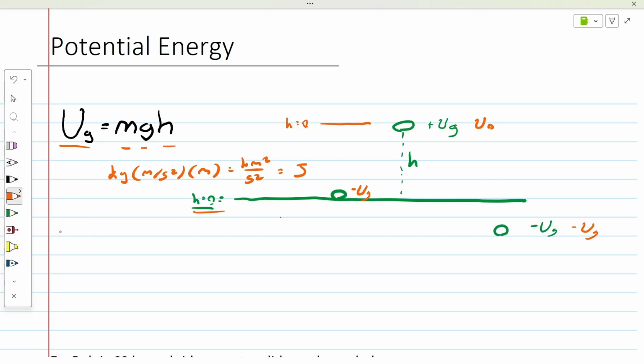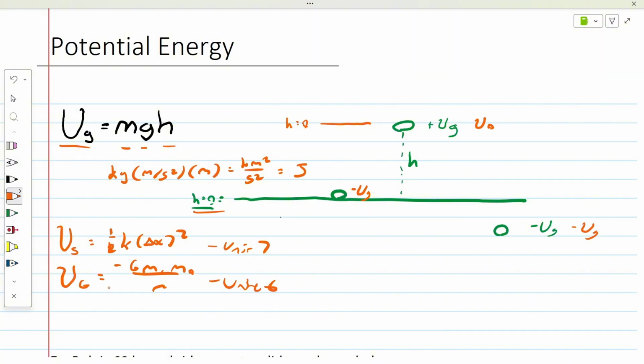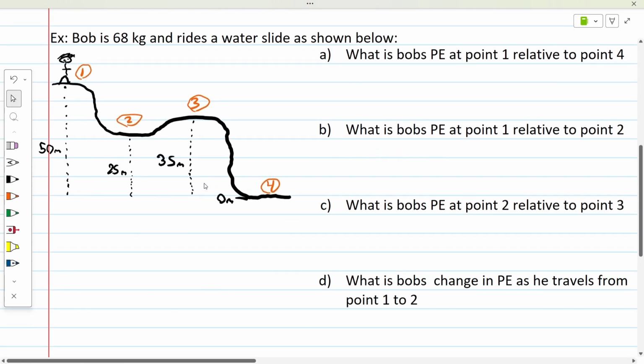And so some other potential energies you might see is a spring potential energy, which equals this equation, or you might see gravitational, as in planetary potential energy, which can be described as this formula. So we'll talk about these in later units of physics. This will be talked about in Unit 7, and this will be talked about in Unit 6. So we won't discuss these right now, but these will be different potential energies you might see, and we'll cover those later.